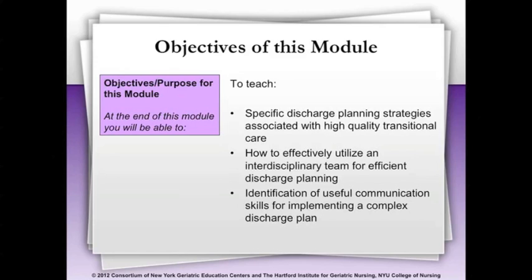Okay, so during this module, what we hope to do is teach some very useful, specific, action-oriented discharge planning strategies that you can implement immediately in your own clinical care for older adults that we feel are associated with high-quality transitional care. We'll talk about how to really use an interdisciplinary team most efficiently to affect the best discharge plan possible. And we'll go over some specific communication skills that, again, you can take back and use immediately and implement in your own discharge planning processes that are very useful, especially for more complex discharge plans.